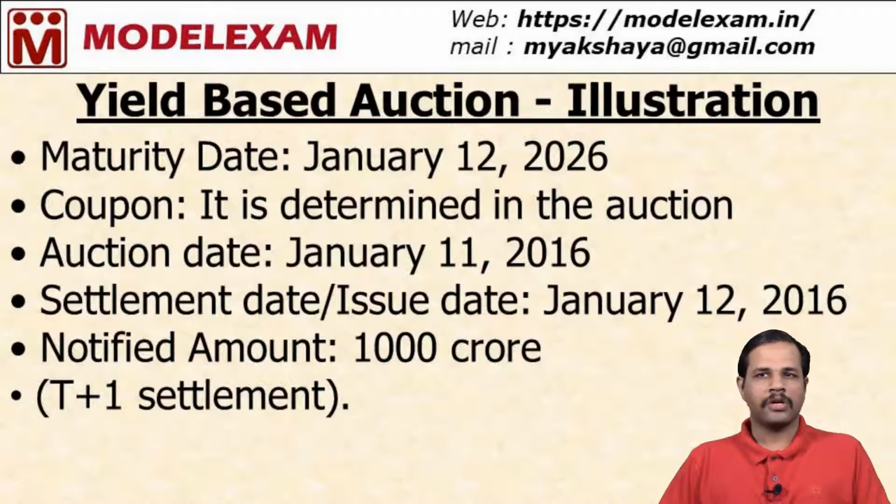And see, the auction date is Jan 11, 2016, and the settlement date or issue date of the government security is Jan 12, 2016. That is T+1 settlement. Here the notified amount is 1000 crore. That is, government has planned to issue government securities for an amount of 1000 crores. So again I repeat, the coupon will not be stated in advance because in yield based auction we quote yield and the cutoff yield becomes our coupon rate. So we will see how it works.